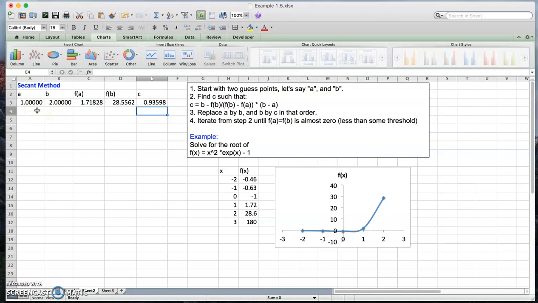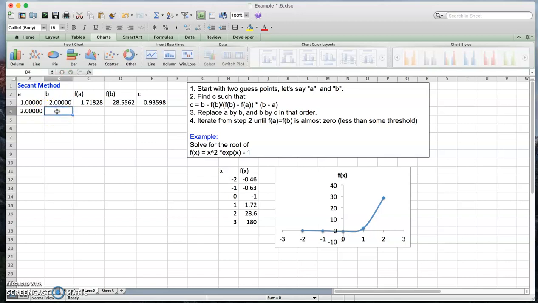Next row, which is really important. Then I have to replace A by B. So how can I replace A by B? I'm going to put my cursor here and say equal. This is going to be B, right? So I'm going to set this one to that cell, which is B3. So my next A is going to be the previous B. You see that? Hit enter.